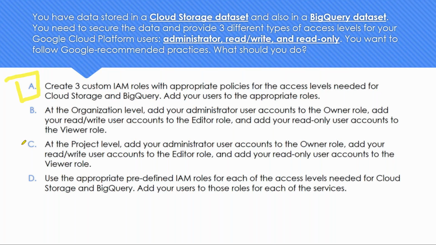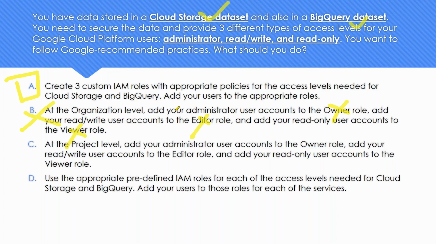A, let me mark it. B: at an organization level, add your administrator user accounts to owner. Wrong. Add read write to editor. If I give that, he will be an owner for the project. He can delete resources, create resources, add users, all those things. But what we need is only admin access to storage and BigQuery, not to the entire project. So B is totally ruled out because it does not fall under the principle of least privilege. Option C is the same thing.